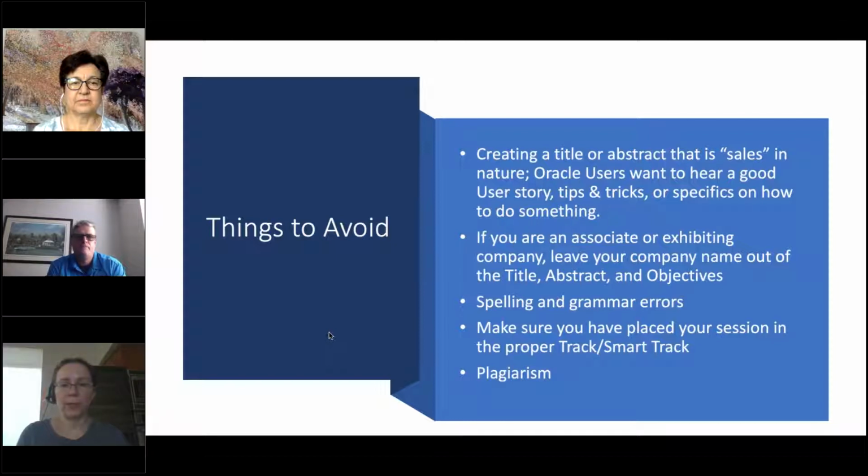Also, if you're an associate or exhibiting company, make sure to leave your company name out of the title, abstract, and objectives. We know who you're representing. It's attached to your user. We don't want to see that company name within the title, abstract, or objectives themselves. So definitely something to avoid. And then always best practice, run this through spell check. Spelling and grammar errors: some of us are good at that by default and some of us are not. That's okay, there are tools out there, but we just don't want to see that. It makes it a little more difficult to review.